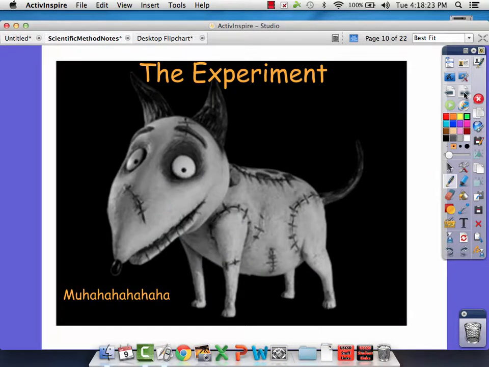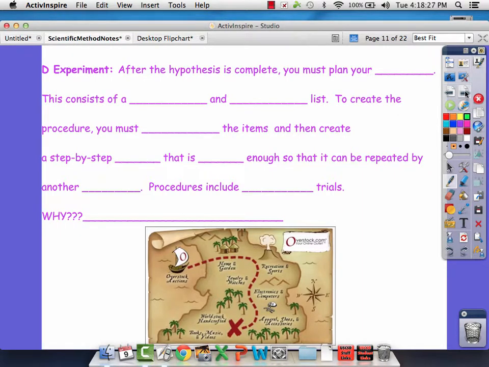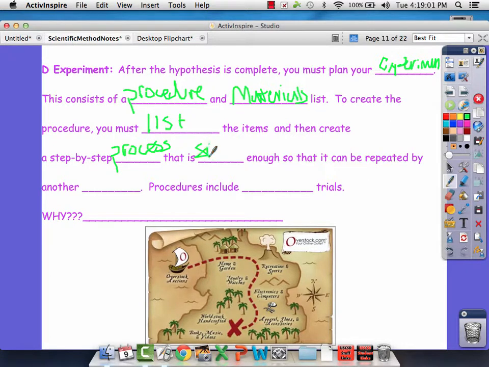Okay, that's a little bit of homework, and we're getting into the experiment now. So after you have written your hypothesis, you must plan your experiment. And this consists of a procedure and a materials list. To create a procedure, you must list the items and then create a step-by-step process that is simple enough so that it can be repeated by another scientist.